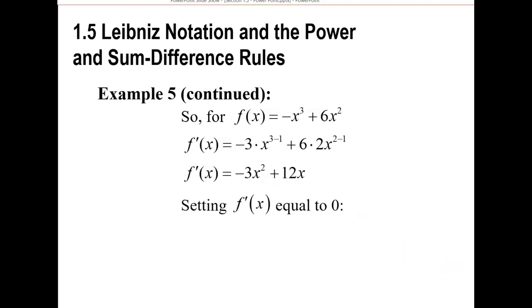All right, so that's my derivative. Now we're going to set the derivative equal to 0. So negative 3x squared plus 12x equals 0. And we're going to solve. So we can solve this by factoring.